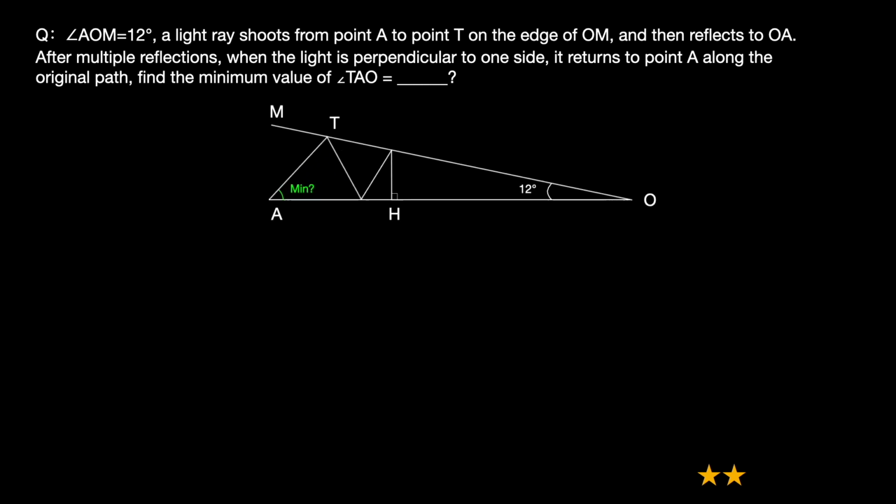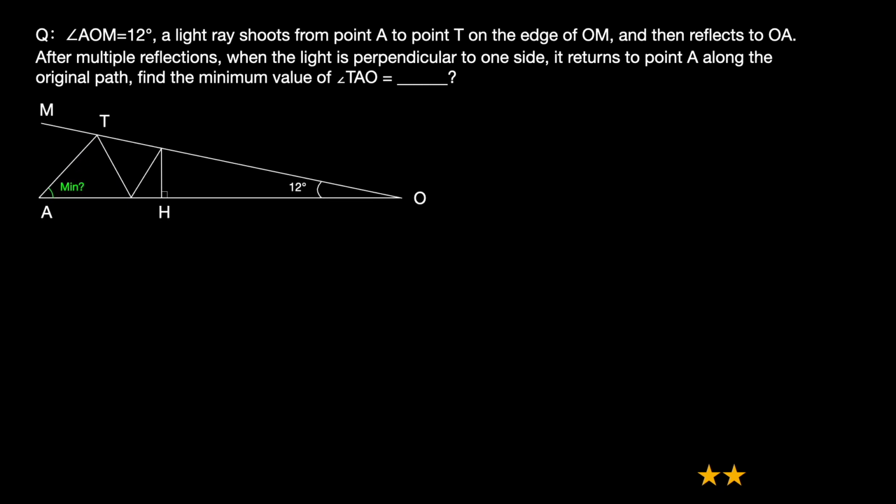Okay, let's think about it. The light described in the question starts from point A, but we don't know the specific degree of the angle TAO, nor do we know how many times the light will reflect inside the structure and then return. The conditions of the question seem to be too few, so few that we can't start. So what should we do?